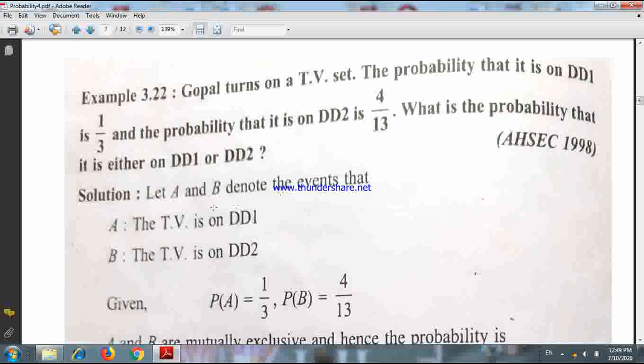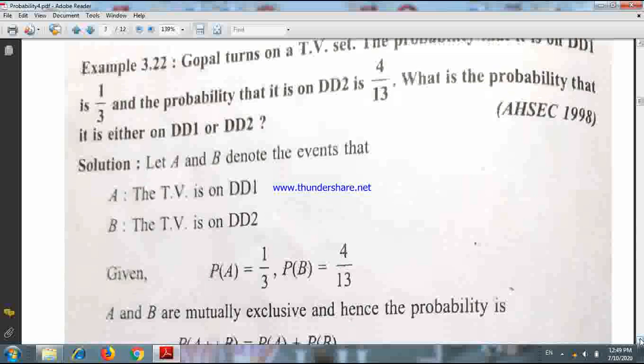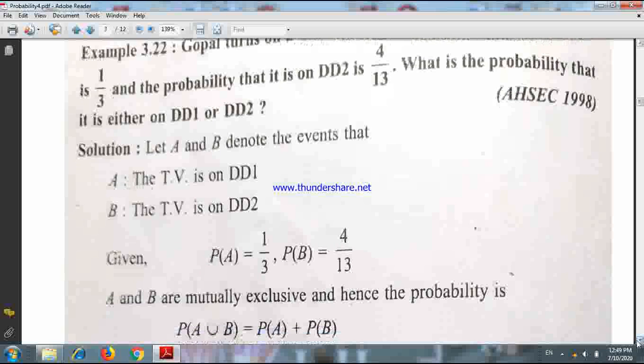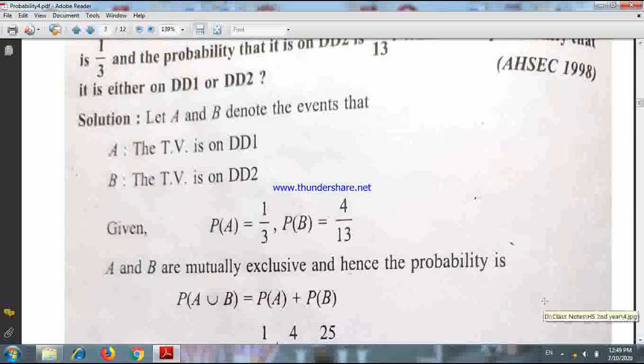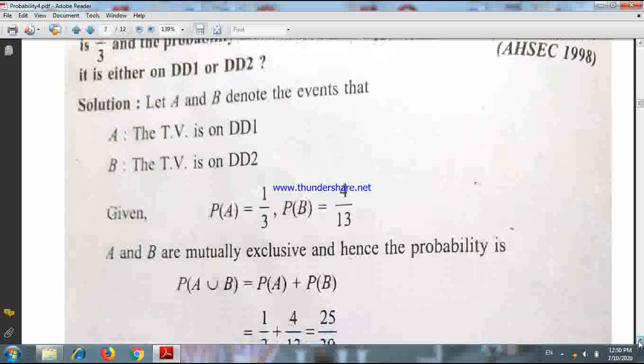So simply here we define two events A and B as A, the TV is on DD1, and B, the television is on DD2. So here A and B are mutually exclusive, and it's given that the probability that it is on DD1 is 1/3, and that for DD2 is 4/30. Now what to find? The probability that it is either on DD1 or on DD2.